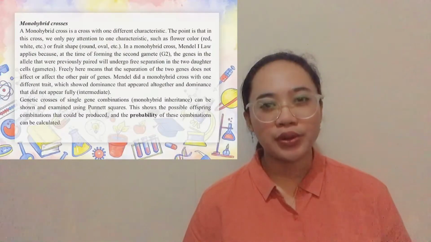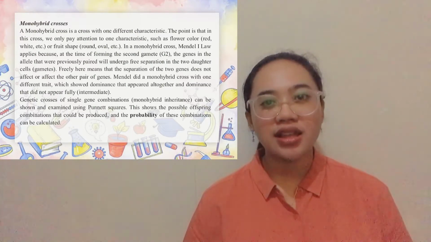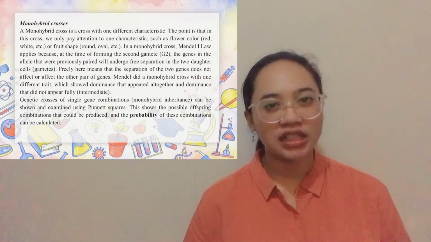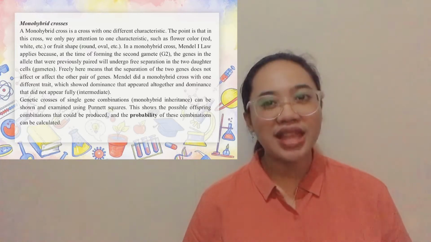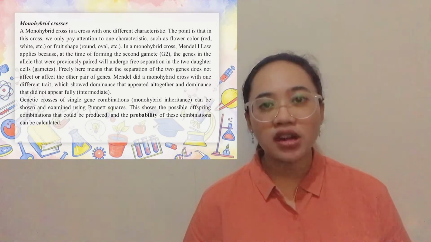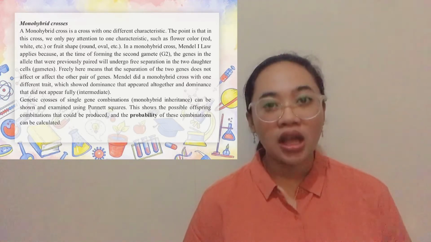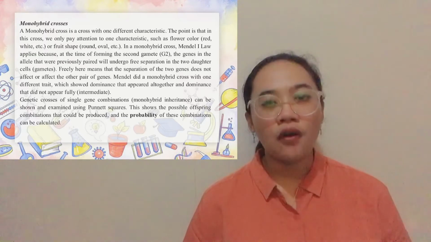Today we will learn about inheritance, especially monohybrid cross. A monohybrid cross is a cross with one different characteristic. The point is that in this cross, we only pay attention to one characteristic, such as flower color, red, white, or fruit shape, round, oval.